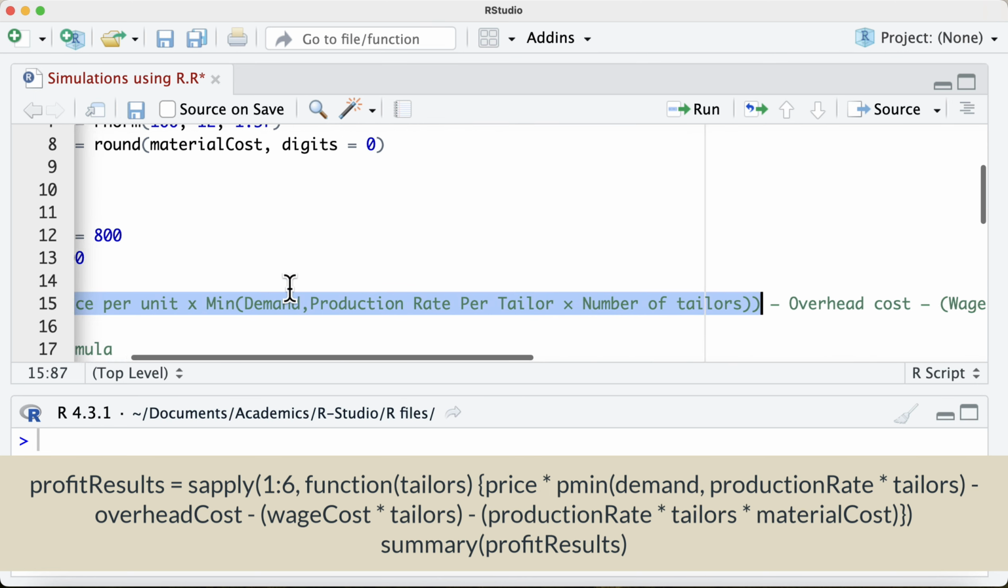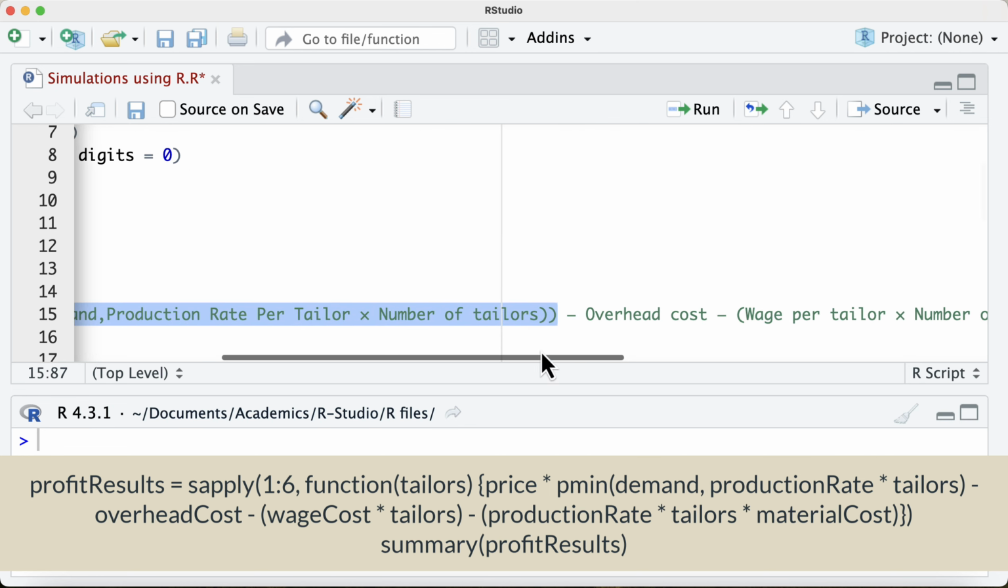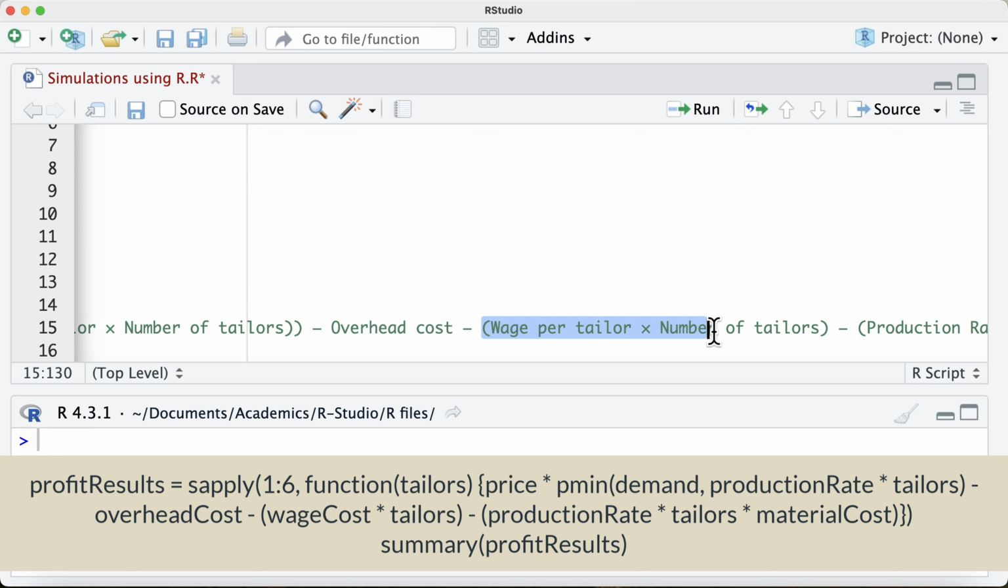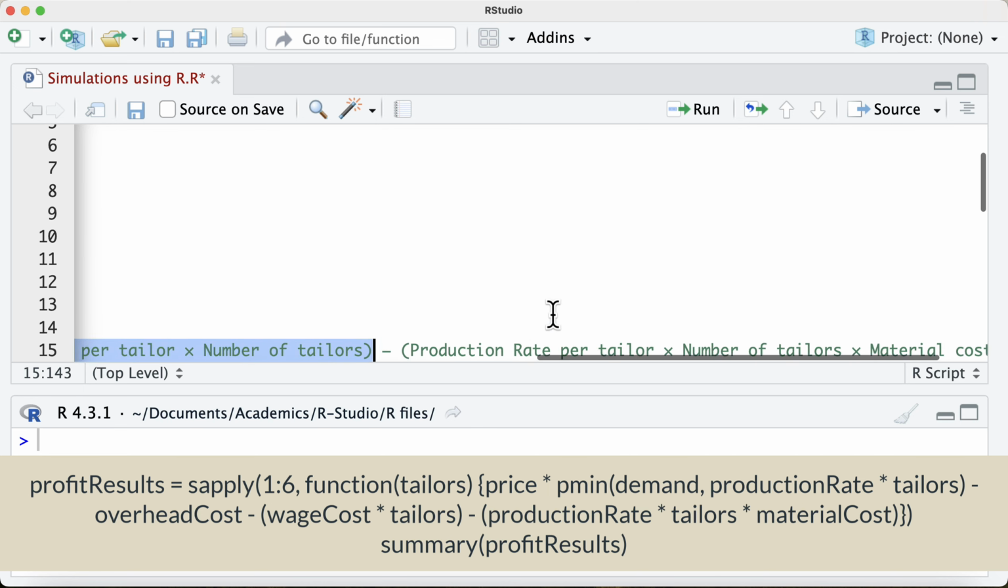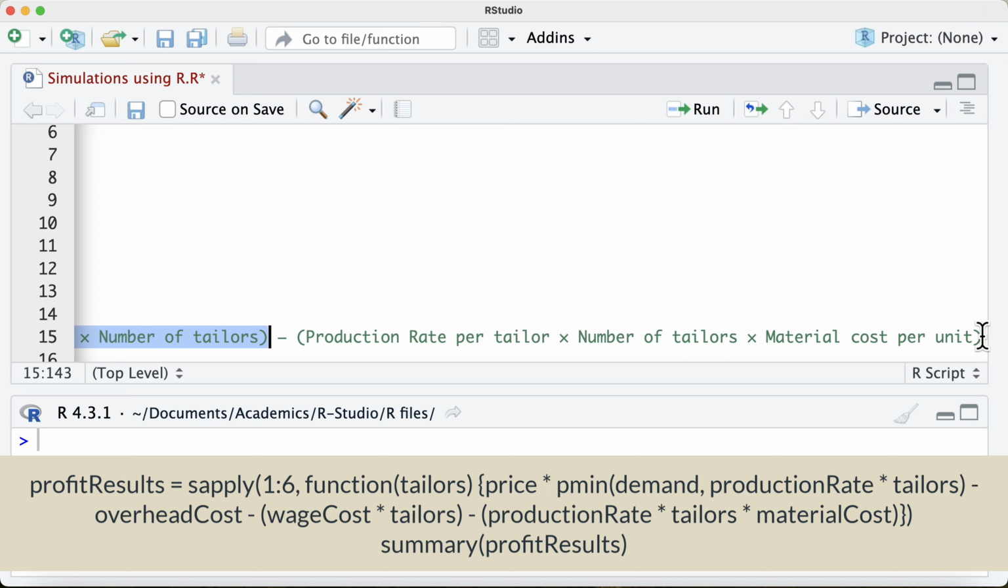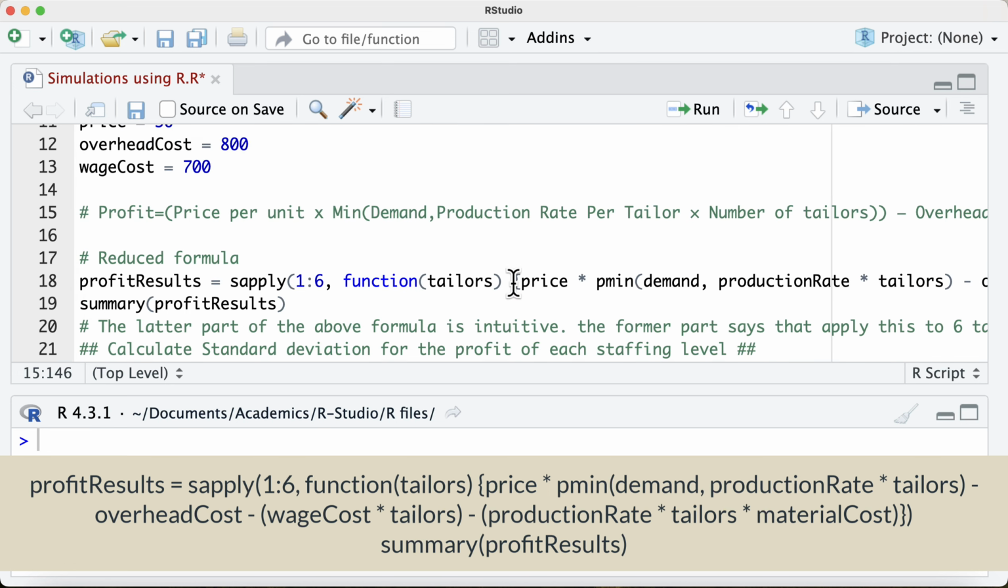And from that revenue, we will subtract overhead cost, and we will also subtract labor cost, which is wage per tailor multiplied by number of tailors. And the last thing that we will subtract from our revenues is material cost. So this is material cost, which is material cost per unit multiplied by number of tailors and multiplied by production rate per tailor. This is the code that we will be using for simulation, and this code comprises 2 parts.